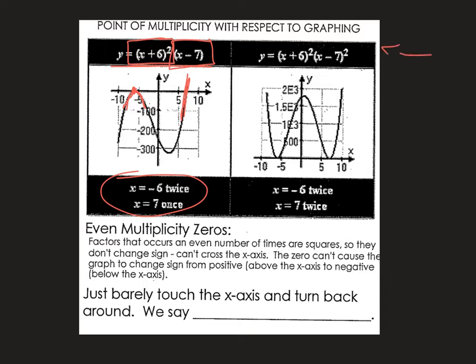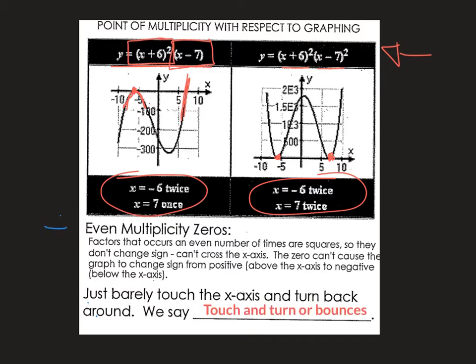Versus over on the second function over here, we have x plus 6 squared and x minus 7 squared. So at -6, it's a touch and turn, and at +7, touch and turn. So we have real zeros of -6 and 7 twice.